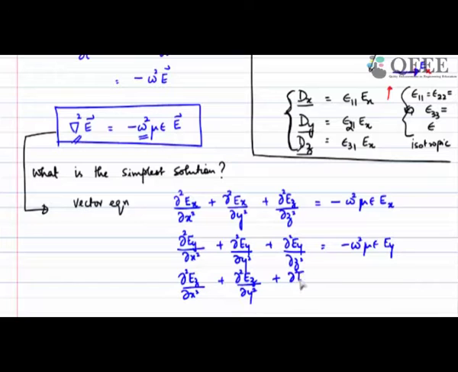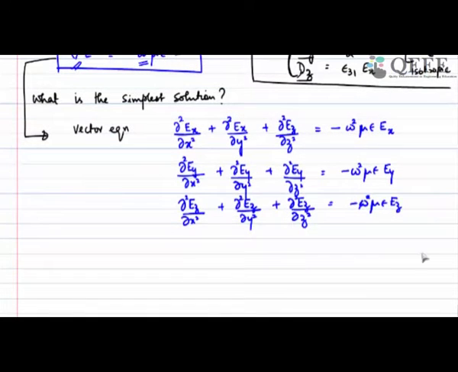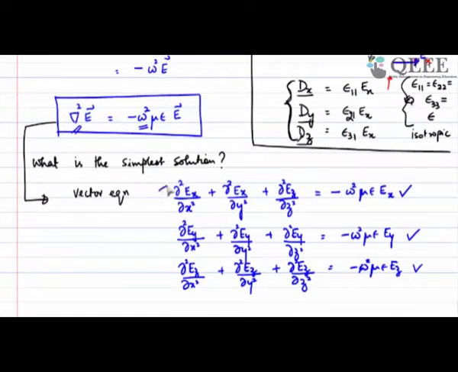So this is telling you how the z component is varying as a function of space, omega square mu epsilon Ez. So this is telling you how the x component is varying as a function of space. This is telling you how the y component is varying. This is telling you how the z component is varying as a function of space. All this is hidden in this equation.